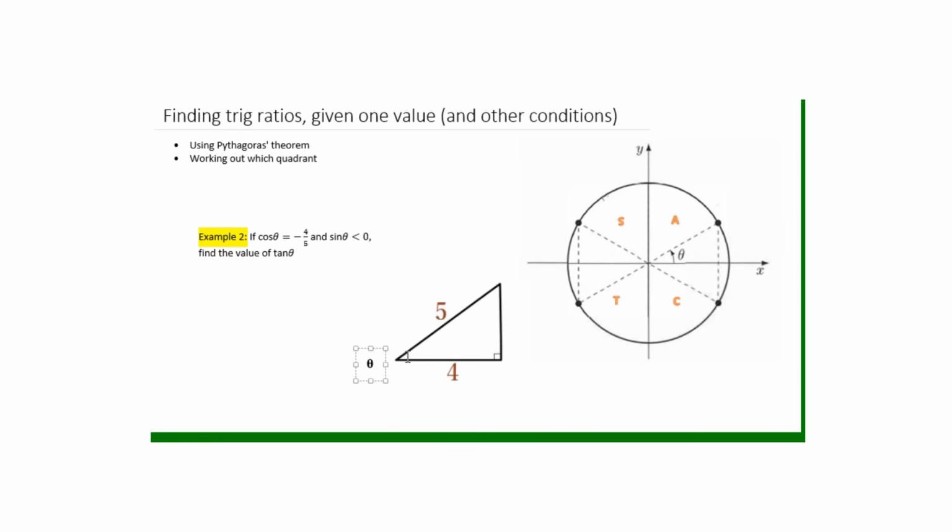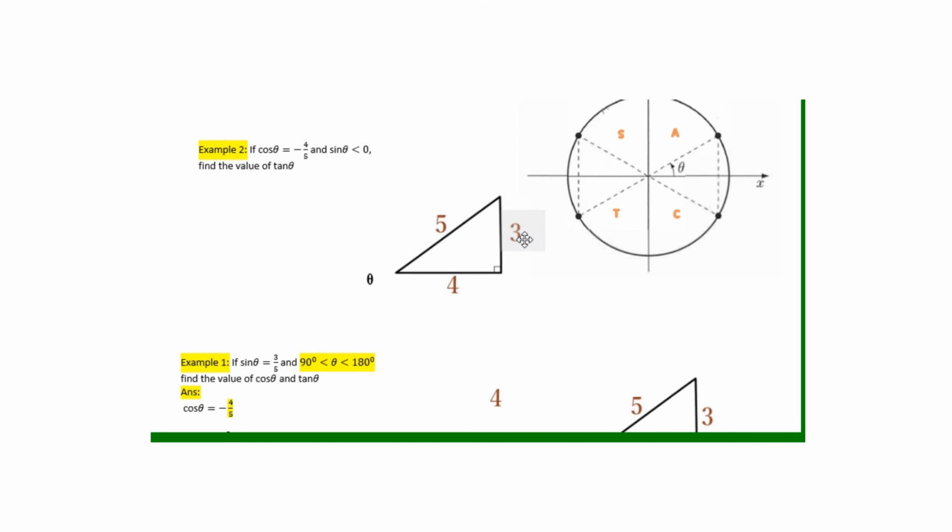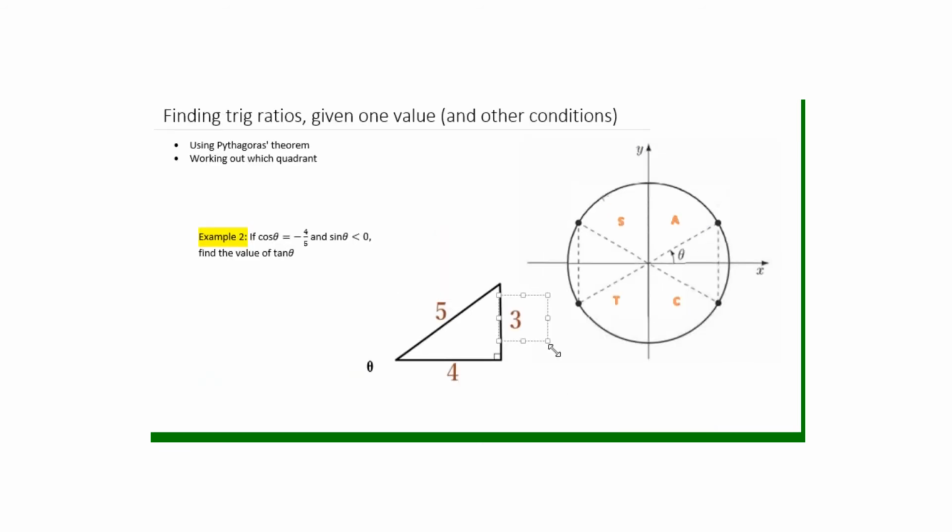It cannot be on this side because otherwise it won't be A over H. So angle theta should be here. Now use Pythagoras to work out the other side. We have 5 squared take away 4 squared, and then we square root it. The answer should be 3. Now we have all 3 sides of the triangle.